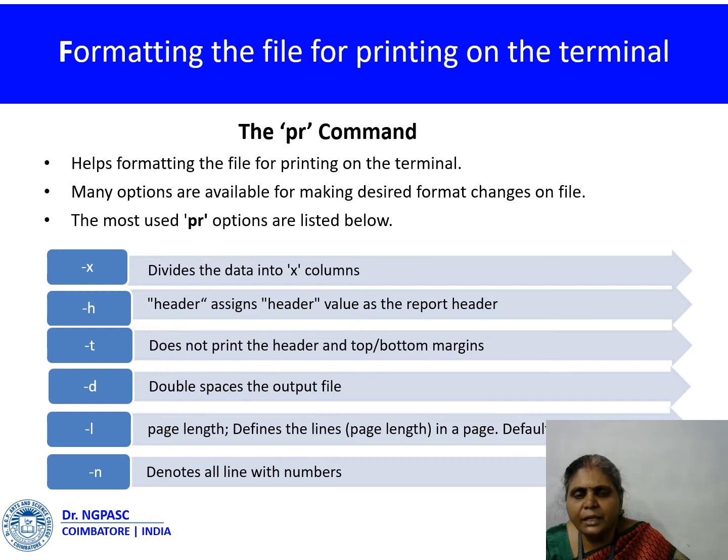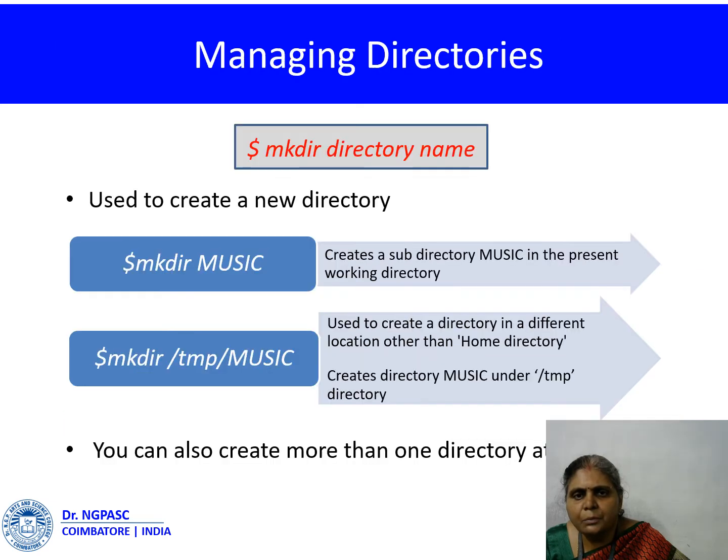X is to divide your data into multiple columns. H assigns a header value. T is to not print the header and the top and bottom margins. Minus D is to double space the output file. L is for page length, and minus N denotes numbering all the lines with line numbers.